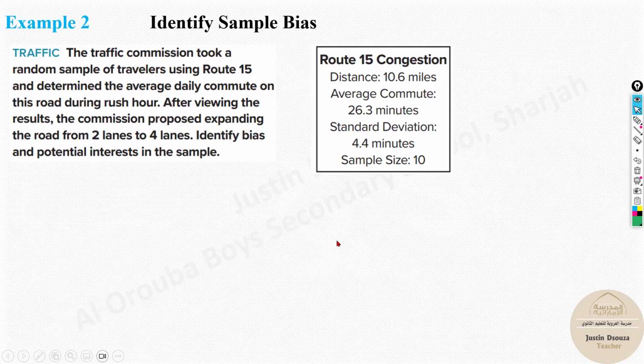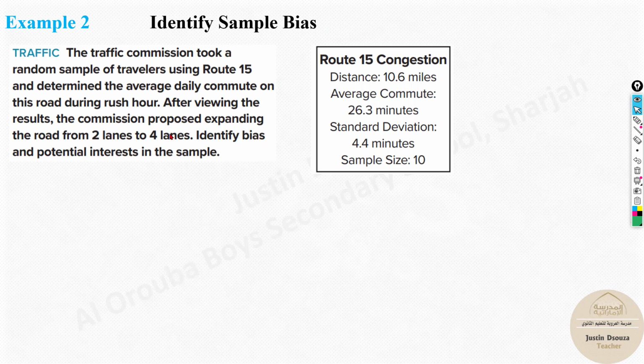That's the thing. Now, there's another type of problem, identifying bias. This is another important thing. Bias is some error or something like that. Here you can see the Traffic Commission took a random sample of travelers using Route 15 and determined the average daily commute on this road during rush hour. After viewing the results, the commission proposed expanding the road from 2 lanes to 4 lanes. Identify the bias and potential interest in the sample.